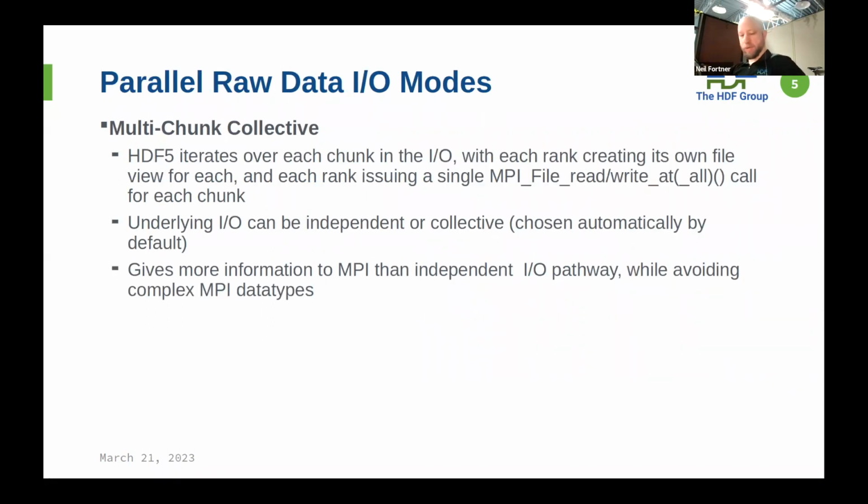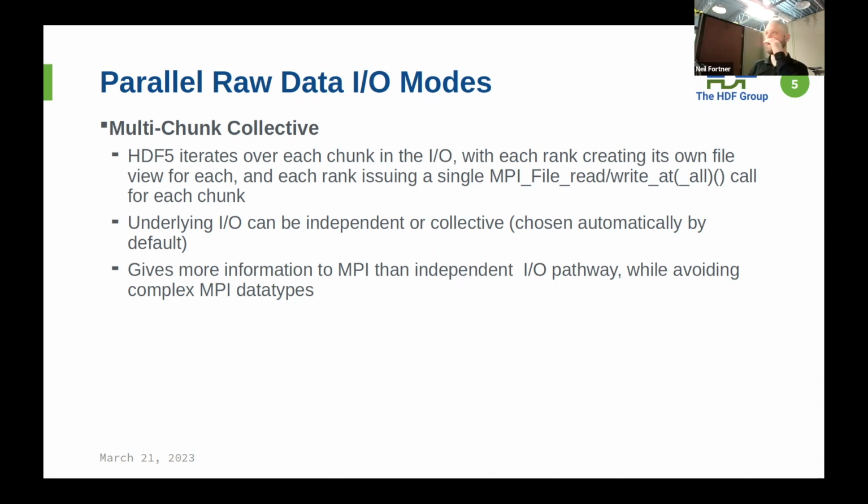So the next mode is called multi-chunk collective, and this is sort of like a low-level I/O mode inside the MPI I/O code in the HDF5 library. Multi-chunk collective looks at each chunk individually, but this is a collective mode, so all the processes have to call H5Dwrite or H5Dread at the same time. So the library knows that it has every process.